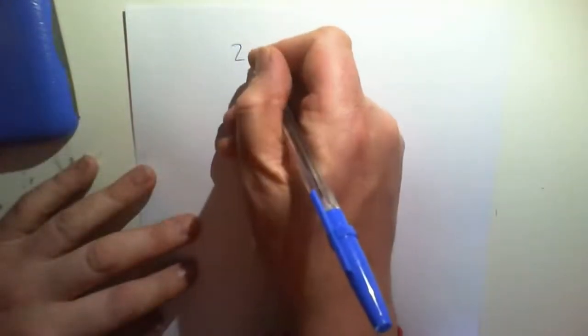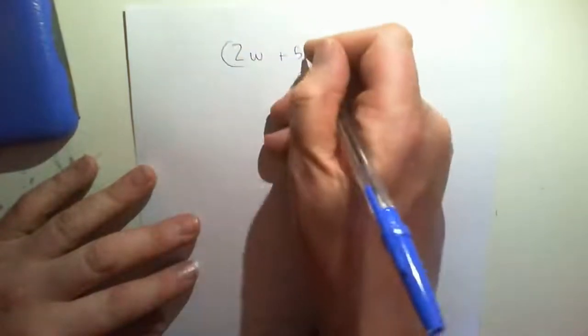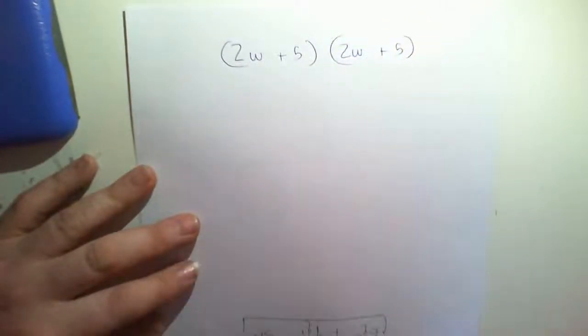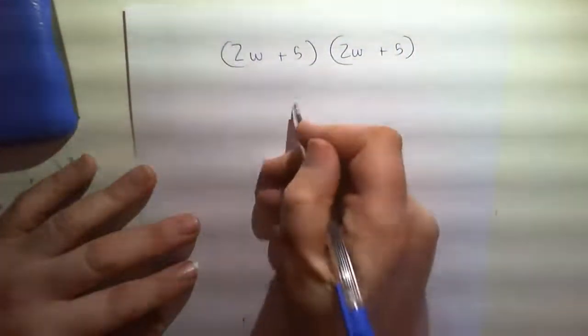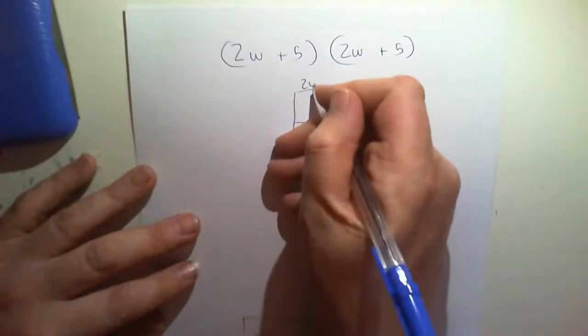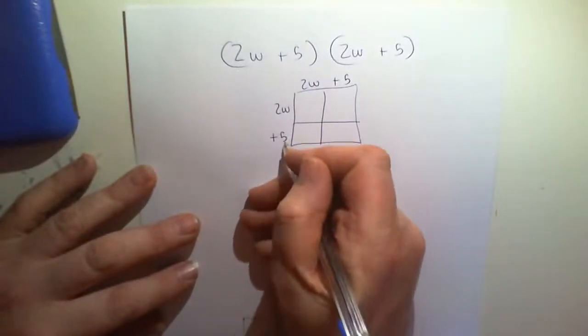Now, this time we'll step it up a notch. Okay, so I'm going to show you a nice little trick. Okay, so have a look at the following. 2w plus 5 multiplied by 2w plus 5. Okay, so same thing again. Let's do our grid. 2w plus 5, 2w plus 5. Okay, so we'll fill it out as usual.